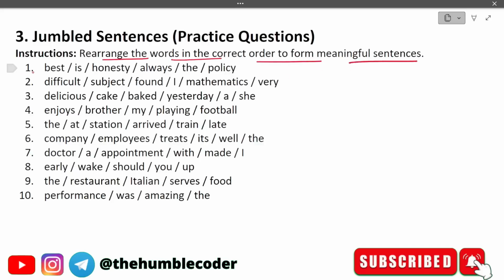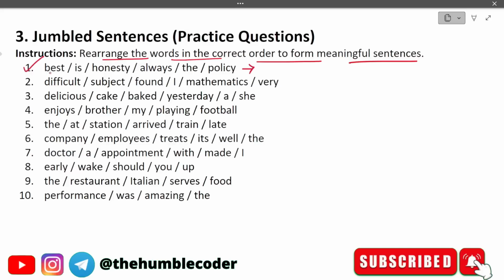Again guys, my personal suggestion is to pause the video before watching my solution. If you don't understand, then you can watch my solution. Otherwise, prepare the answer beforehand and then compare it with the solutions that I am giving. Okay, in this way you can practice in a better way. Let's attempt the first question.